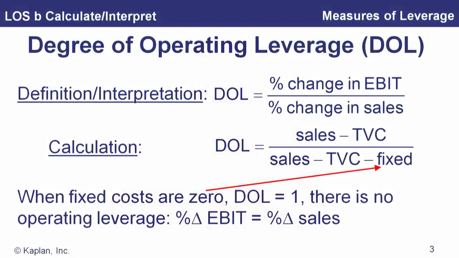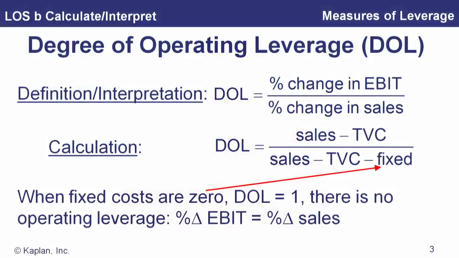So for our measure of the degree of operating leverage, let's look first at the interpretation of it. It's the percentage change in operating earnings relative to the change in sales. So we're saying if there's a 1% change in sales, the top line of the income statement, how does that affect our EBIT further on down? Well, this is going to depend on the fixed costs in our operations.